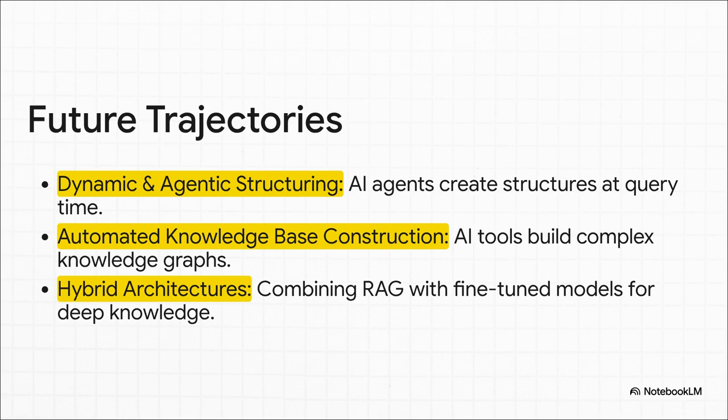The future isn't going to be just one thing. It's probably going to be a smart hybrid architecture. You'll have RAG handling the data that changes all the time, working alongside finely tuned models that have a deep, baked-in understanding of your core, stable knowledge.